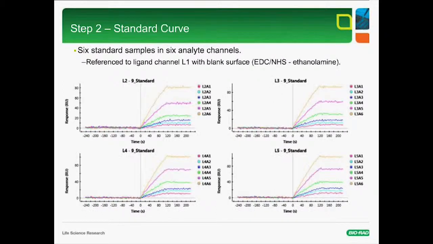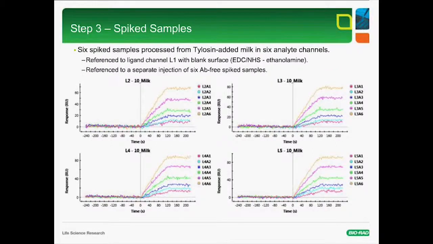And then we created a standard curve using prepared samples. So these are the samples we prepared with tylosin, just in running buffer. And then we tested the spiked samples. Spiked samples means the tylosin-added milk, and we treated the milk, extracted the supernatant, and then mixed with the antibody, diluted it in running buffer, and injected into the system. And we were able to quantify the antibiotic tylosin in the spiked milk samples.